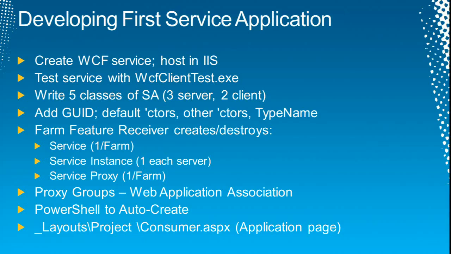So you make a farm feature with a feature receiver in it, and in the feature receiver, you create the service, you create the service instance, and you create the service proxy. I recommend that you make a service instance, one for each server. So you iterate through all your servers, and you make one service instance for each one.